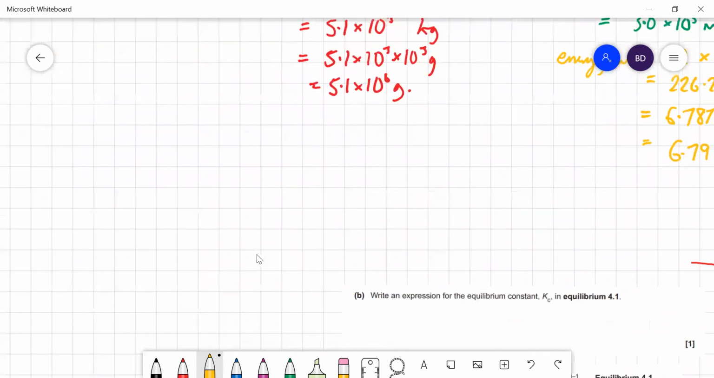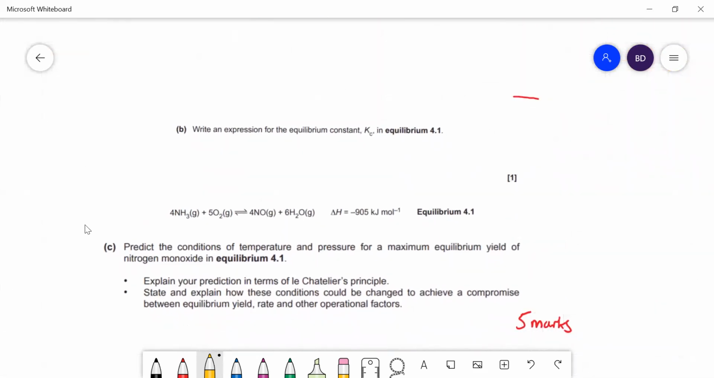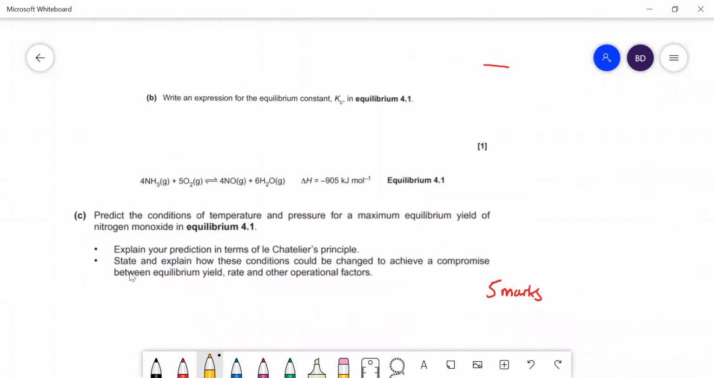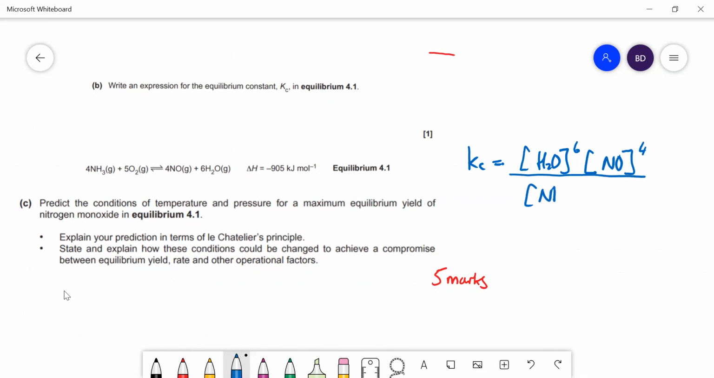Write an expression for the equilibrium constant in this reaction then. So what's that going to be? It's going to be the products on the top. So it's going to be the concentration of H2O to the power of 6 multiplied by the concentration of NO to the power of 4, divided by the concentration of ammonia to the power of 4 multiplied by the concentration of oxygen to the power of 5.